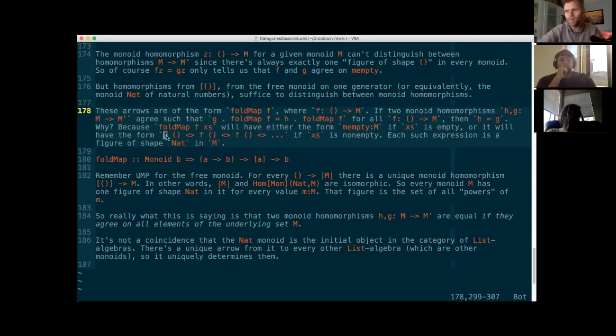So it's exactly, Jakob, what you were saying earlier. It's some, you know, multiple of single elements, right? So I guess this is now isomorphic to the natural numbers, right? Or it's a homomorphism from the natural numbers. And actually, that's what this is saying. So list of unit is isomorphic to the natural numbers. So this is a homomorphism from the natural numbers into this monoid. Okay, so if xs is non-empty, then we're going to have this kind of structure. And then each such expression is a figure of shape nat, right? So it has the shape of the natural numbers in the monoid M.